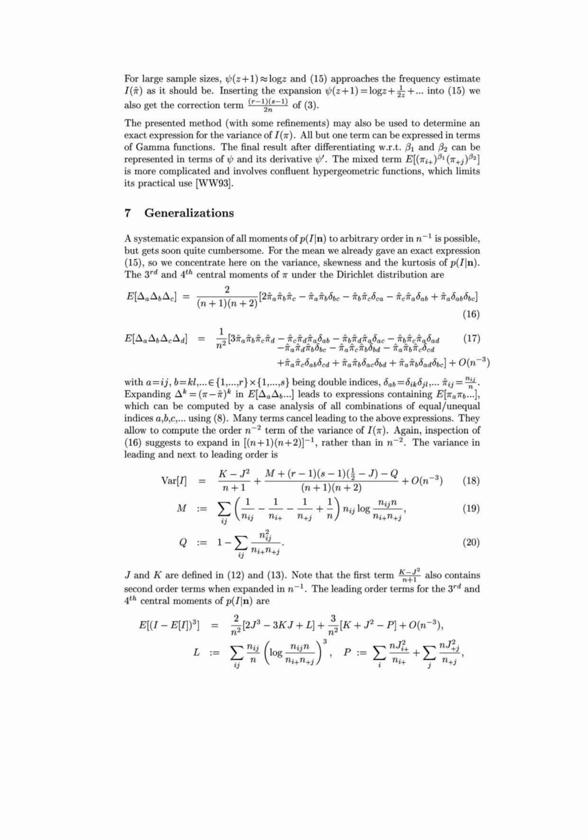Generalizations. A systematic expansion of all moments of I(π) to arbitrary order in n^-1 is possible, but gets quite cumbersome quickly. For the mean, an exact expression was already provided in equation 15, so the focus here is on the variance, skewness, and kurtosis of I(π). The third and fourth central moments of π under the Dirichlet distribution are as follows.